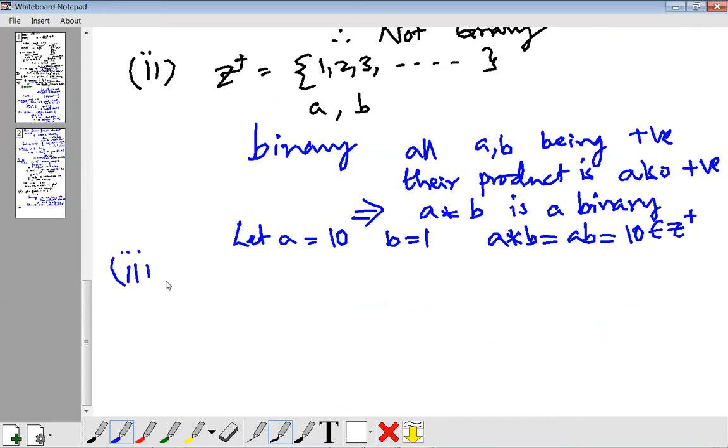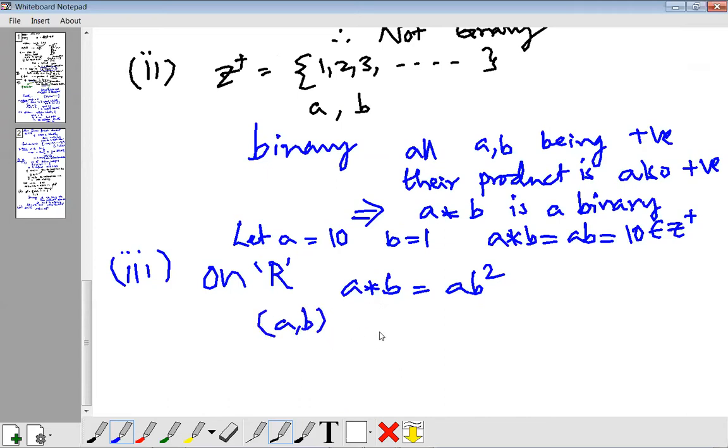Third one, it is on R. That means on real numbers. And he's saying A star B is AB square. This means you pick up A, you pick up B. So A multiplied by the square of the second one, that is nothing but B. So that's what AB square means. So when you do this, whether the result will always be in R or not.